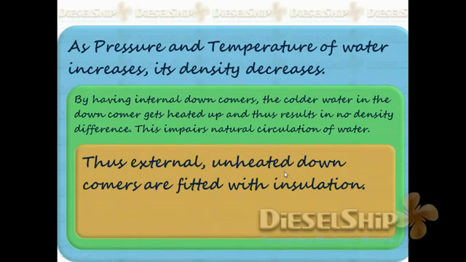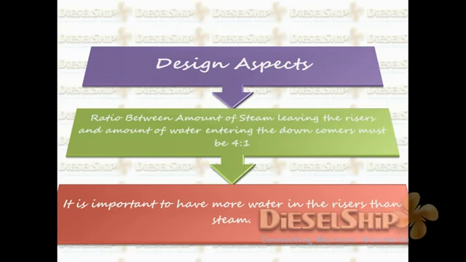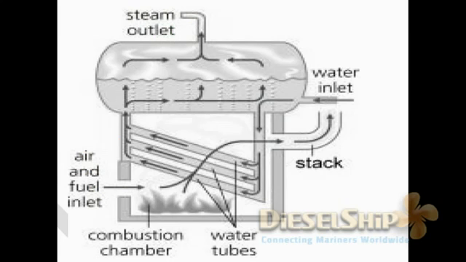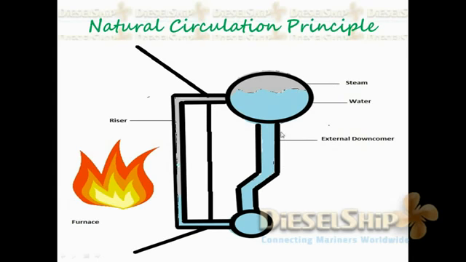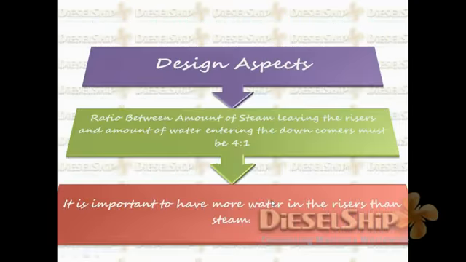And now let's understand what happens if we have an internal downcomer. Let's get back to the previous picture and see what an internal downcomer is, just to recall. In this picture you have a downcomer, that is, the water flows downwards, that's why it's a downcomer. It is inside the boiler or inside the furnace, that's why it's called an internal downcomer. But in the recent generation boiler, we have the external downcomer, which is outside the furnace. So let's see the advantage of having an external downcomer.